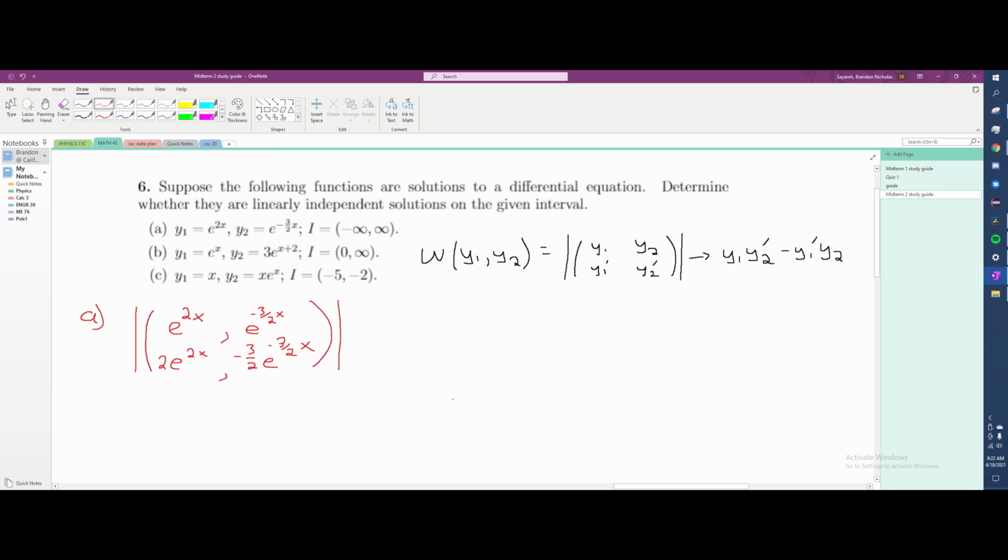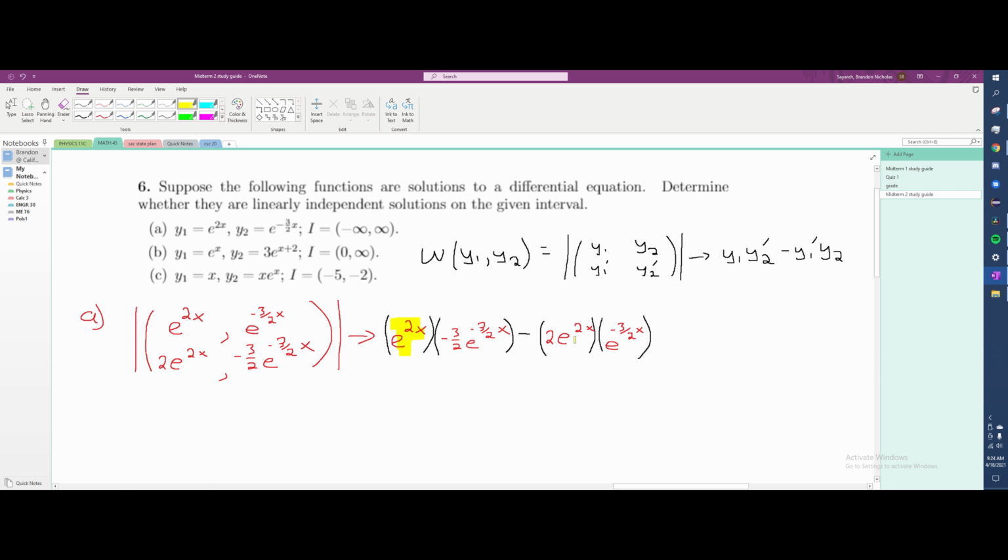After we plug our values in, for a, we're going to get e to the 2x for y1. y1 prime is 2e to the 2x. y2 is e to the negative 3 over 2x, and y2 prime is negative 3 over 2 e to the negative 3 over 2x. Plugging in all of our values, this is what we get. When writing this out, we have to go from top left to bottom right, and then bottom left to top right. So after we write this out, we can see a couple of things.